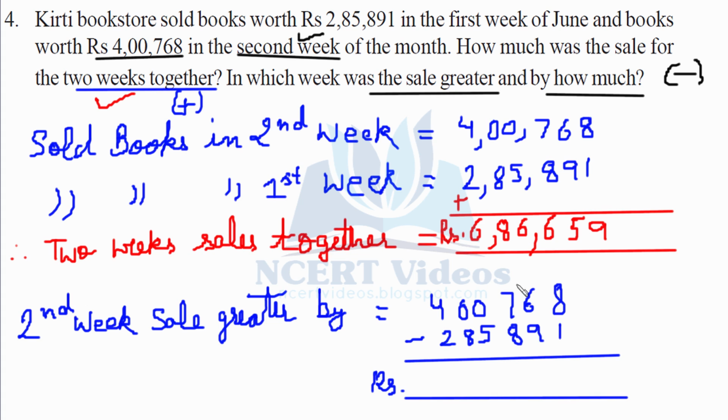Now we will subtract it. 8 minus 1 gives you 7. 16 minus 9 would give you, since we have taken carry, 7, and here it was 6, so 8 to the 16, that is 8. Here it would be 4, and the carry was taken, therefore it becomes 1. 9 minus 8 is 1, and 3 minus 2 gives you 1. So it comes out to be 1,14,877.